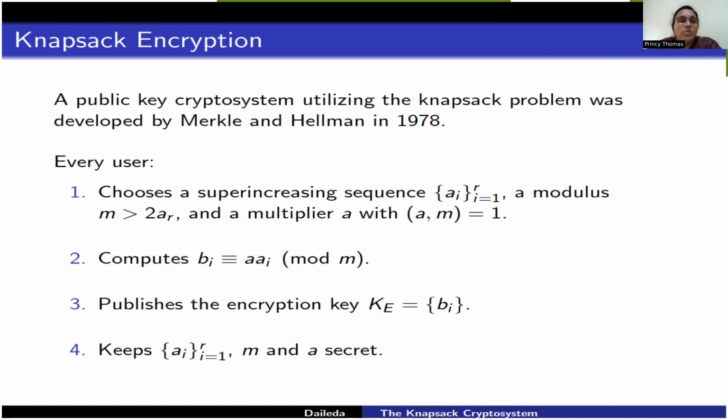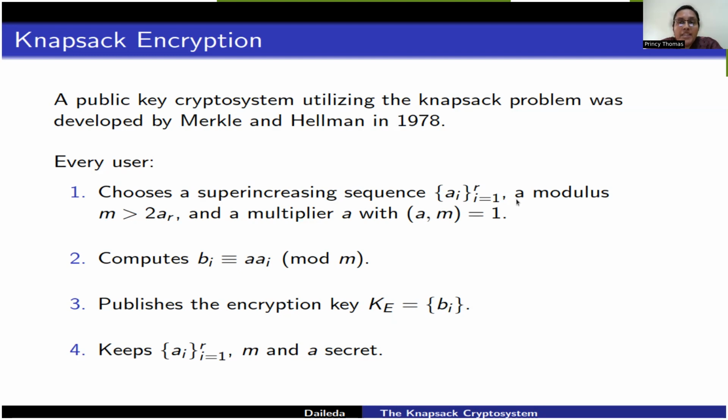The public key crypto system, which utilizes this easy knapsack problem, was developed by Merkle and Hellman. So it is the MH algorithm in 1978. And these are the steps. Every user chooses a super increasing sequence with R elements.